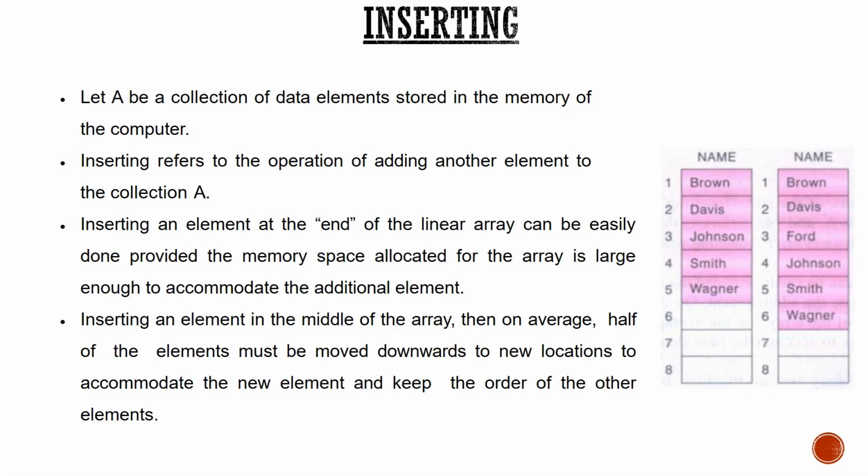In place of Zebra, if I want to insert Ford over there, Ford will come in between Davis and Johnson. In between the letters D and J, F will come. So I need to insert at the index value of 3. But what is there at the index value of 3? Johnson is there. So Johnson at the index 3 is to be shifted to 4. Smith at the index 4 is to be shifted to index 5. Wagner at the index 5 is to be shifted to index 6 over there.